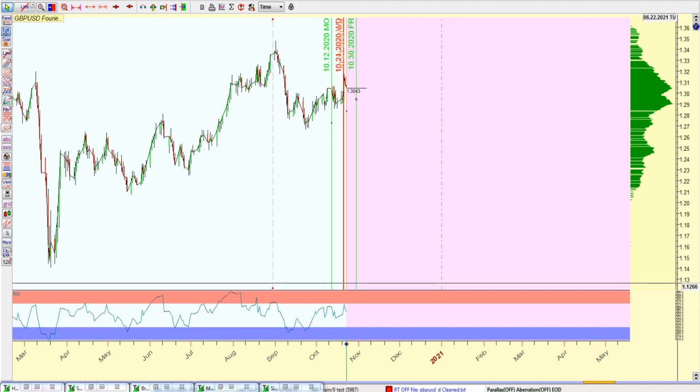Hey guys, I want to do a weekly forecast for the pound dollar using Fourier Analysis and other Gann theory and neural nets. I'm introducing that this week. So without any further delay, let's get into it.